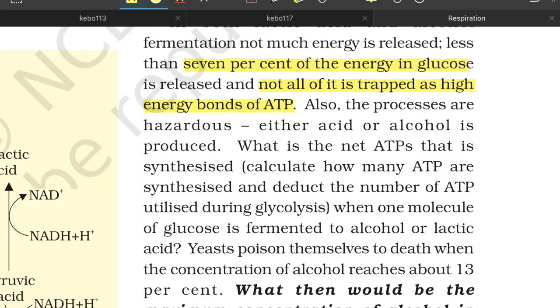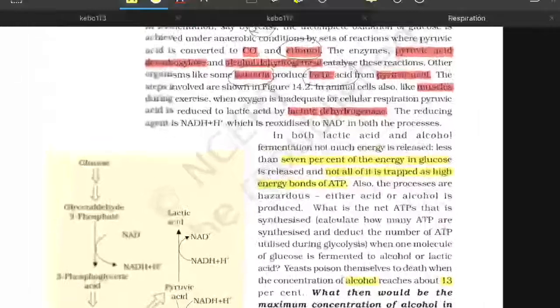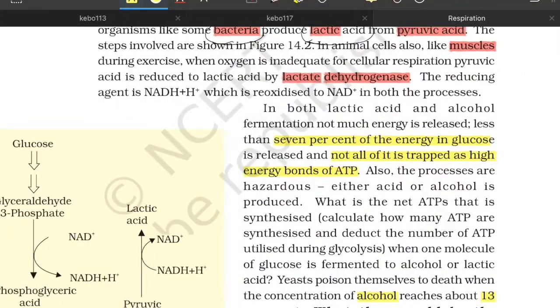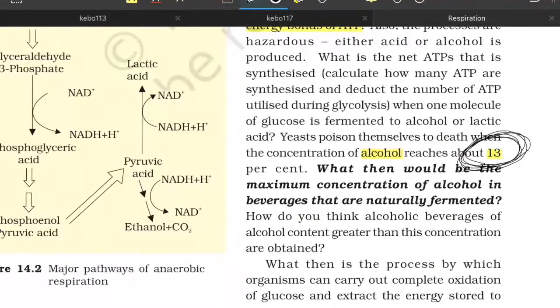Yeast poison themselves when they reach an alcohol concentration of 13%. So what are the percent problems we are seeing? Percent statements: 7% energy, 13% poisoning. These are important. What then should be the maximum alcohol concentration if they're naturally fermented? Obviously, 13%, it cannot be more than 30% because yeast will kill itself.